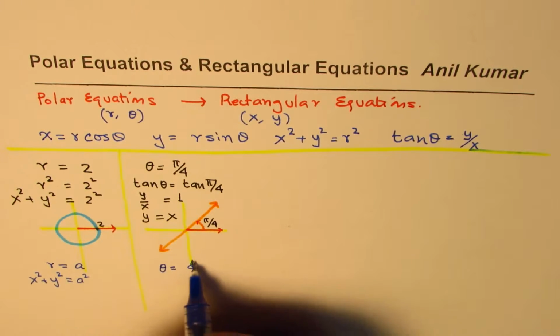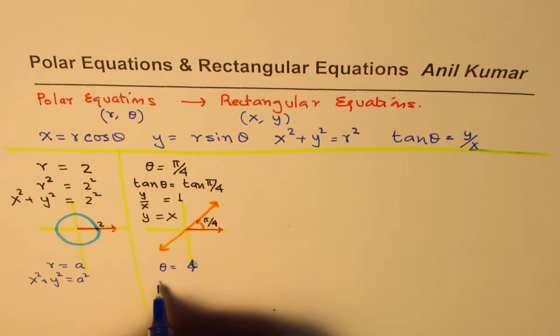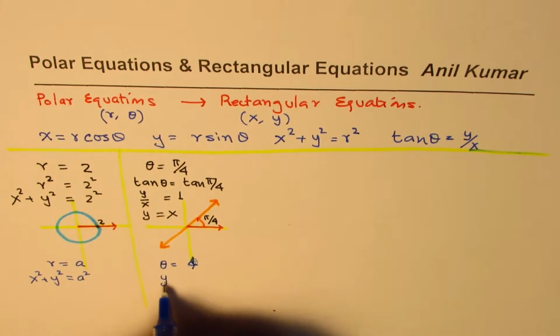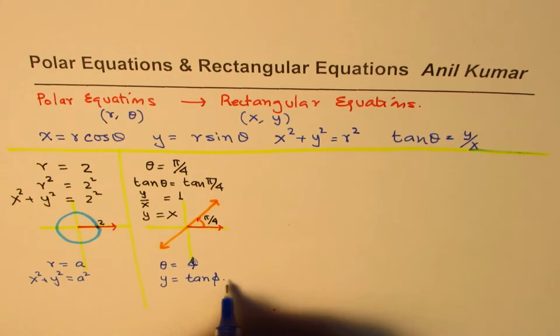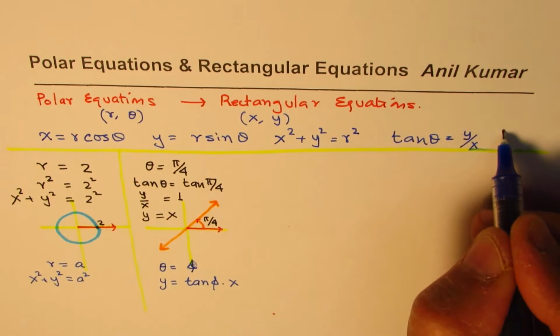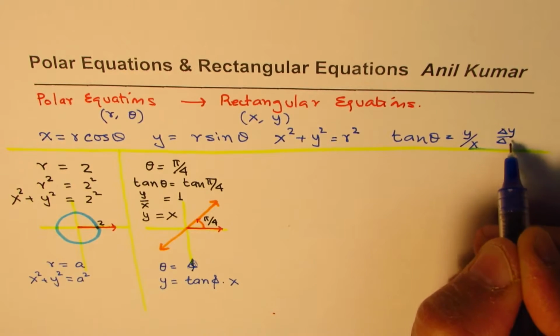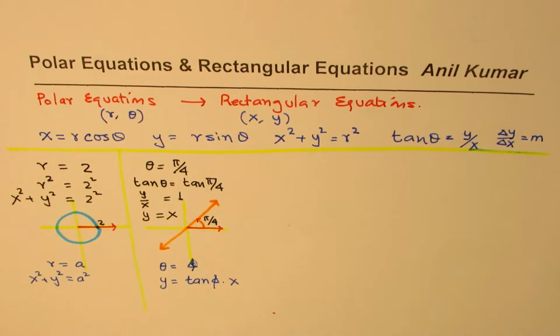So this is angle phi, right? In that case, what we get here as a linear equation is y equals tan phi, which is the slope, times x. Do you get the point? So tan phi is the slope, m, right? Tan gives you the slope. Change in y over change in x is what we call slope. Is that okay? So that is the concept.